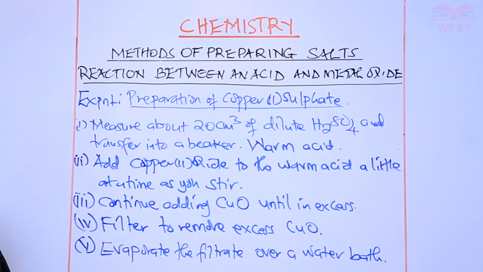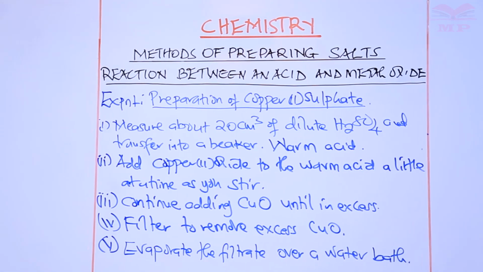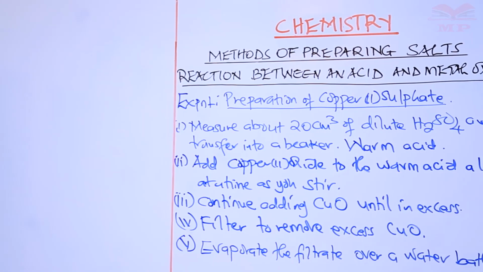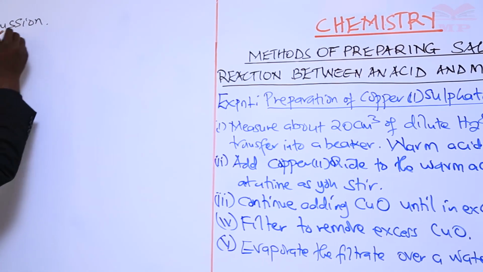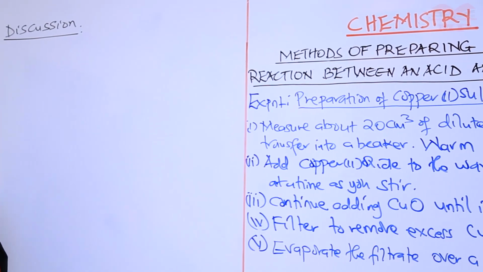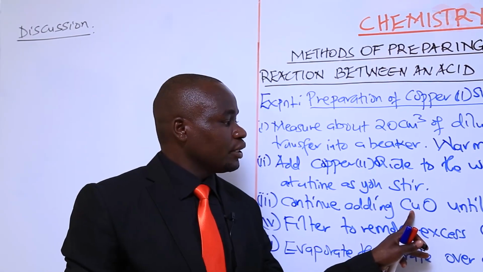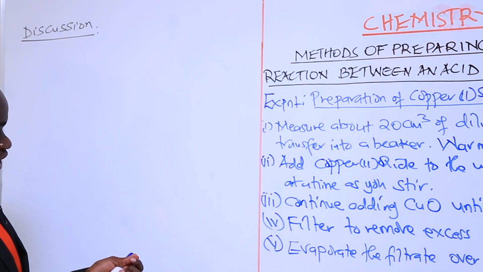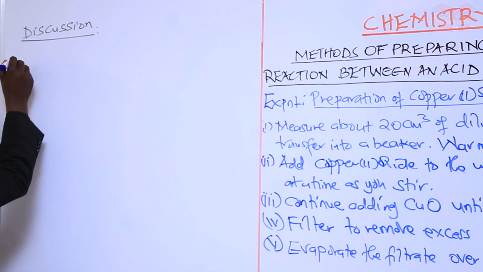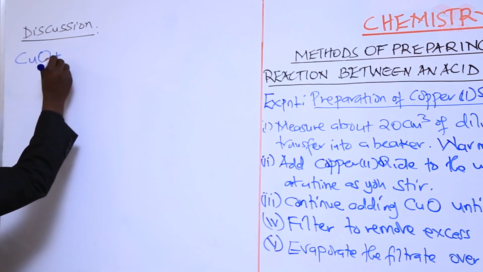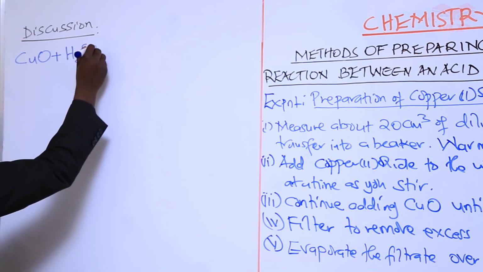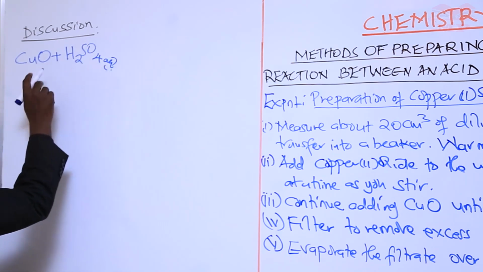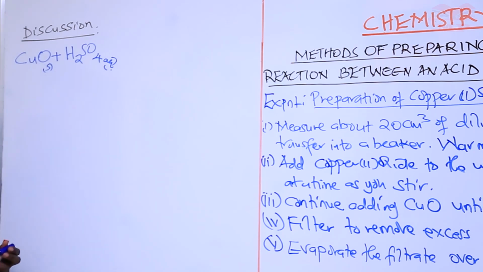Having talked about the procedure, let us look now at the reactions that are involved here. The main reaction, we call it the discussion, or the observations. So we are reacting copper oxide with sulfuric acid. This will be the expected reaction. Copper oxide will react with dilute sulfuric acid. Copper oxide is a solid.